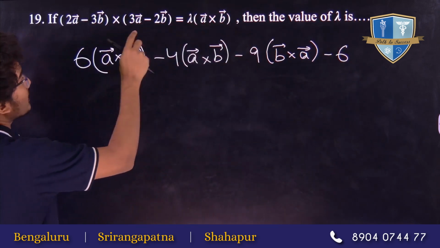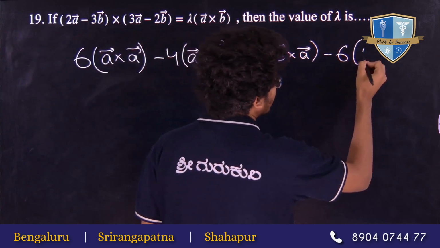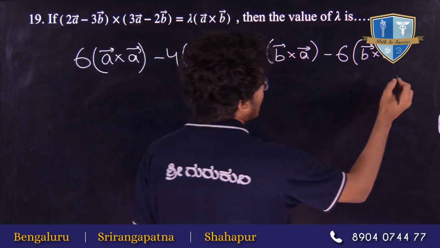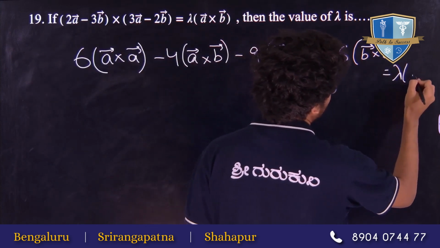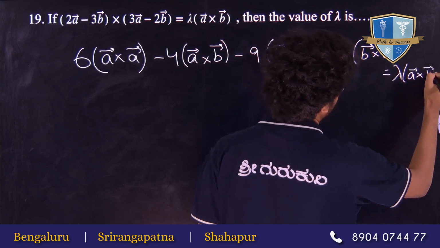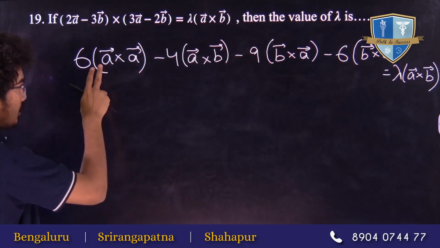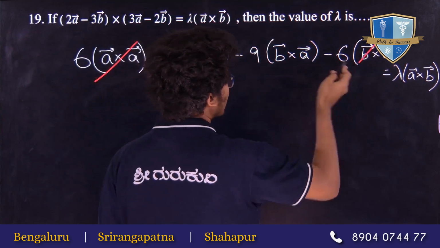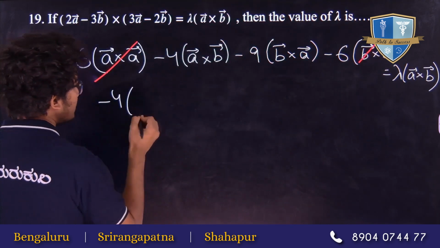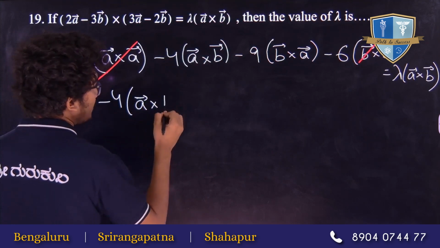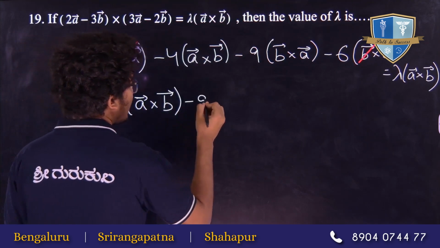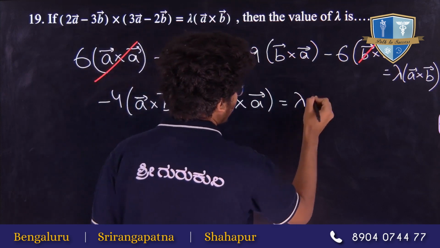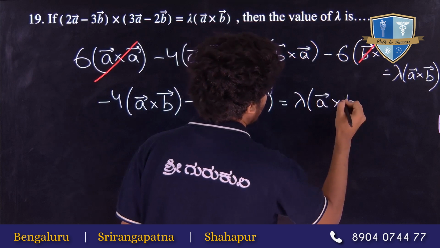And b vector cross b vector, which is equal to lambda times a vector cross b vector, correct? Now the cross product of a vector with itself will be 0. So this will become 0 and this will become 0. So we have minus 4 times a vector cross b vector minus 9 times b vector cross a vector is equal to lambda times a vector cross b vector.